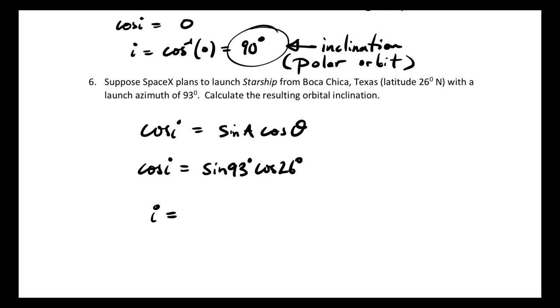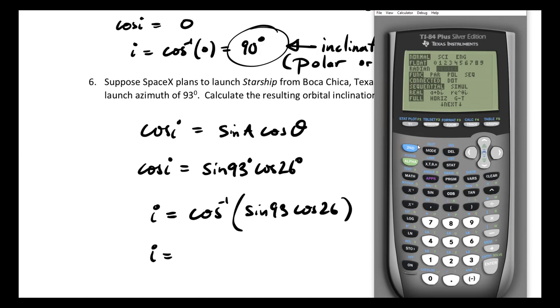So once again, make sure that you're in degree mode. That'll kind of mess things up if you're not careful. So cosine inverse. So that's about 26.2 degrees as the inclination.